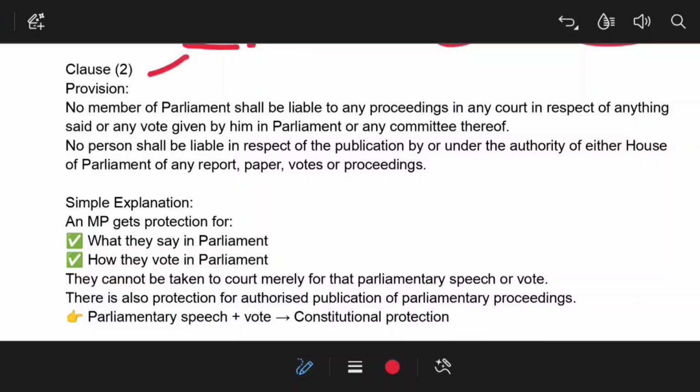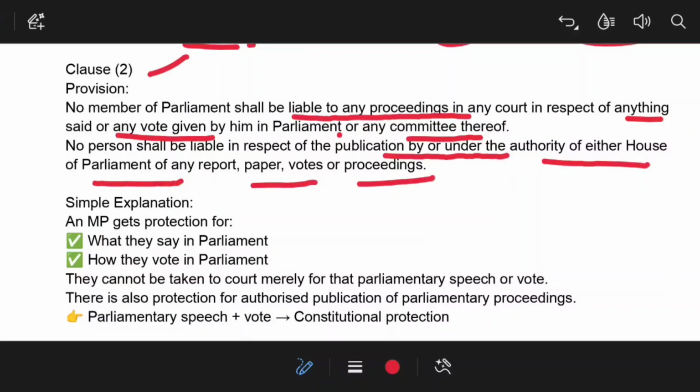105 clause 2: no member of the parliament shall be liable to any proceeding in any court in respect of anything said or any vote given by him in the parliament or any committee thereof. That means if you are a member of the houses or a member of a committee, whatever you say in the parliamentary proceeding, you are not liable to give reason or answer in any court of India. No person shall be liable in respect of the publication by or under the authority of either house of parliament of any report, paper, votes or proceeding. That means you are free to publish the proceeding, votes, paper, report, etc.